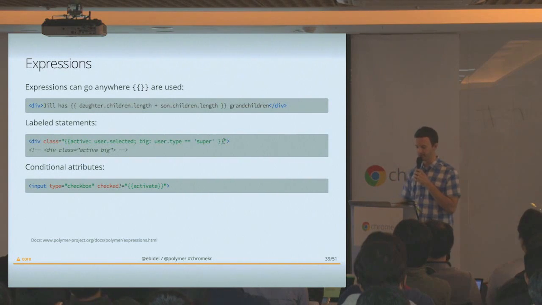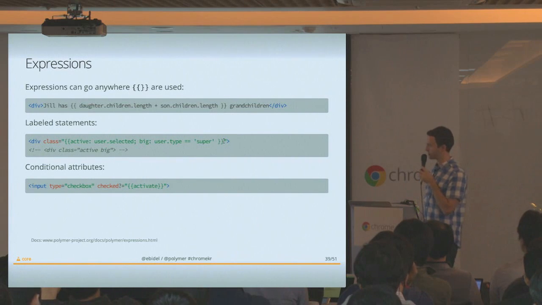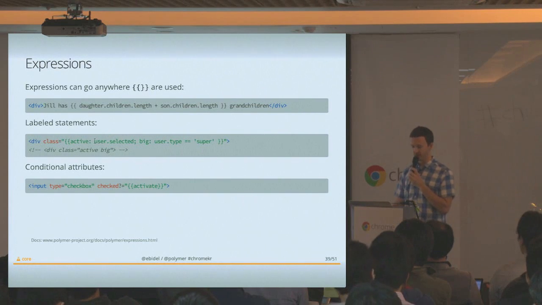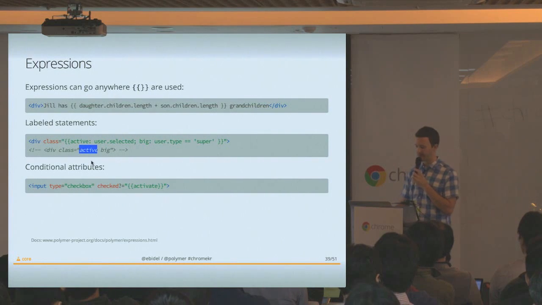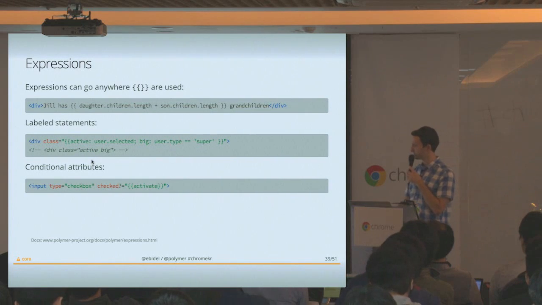Something else that's pretty cool is you can dynamically apply classes to elements internal to your component. So for example, if user selected is true and user type is super, it's going to apply the active class and the big class on my div there. That's pretty handy if you want to do dynamic styling.